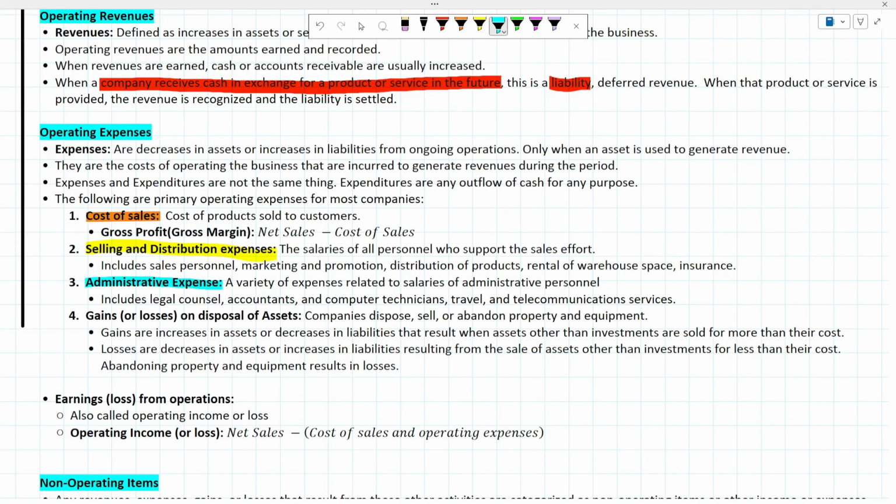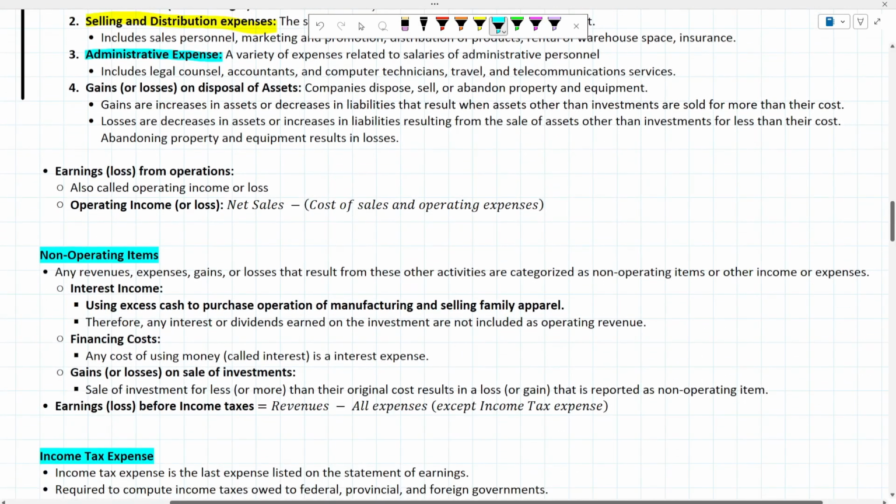Abandoning property and equipment results in losses. So earnings or losses from operations, also called operating income or loss. Operating income or loss is just the net sales minus the cost of sales and operating expenses. So non-operating items: any revenue, expenses, gains, or losses that result from these other activities are categorized as non-operating items or other income or expenses.